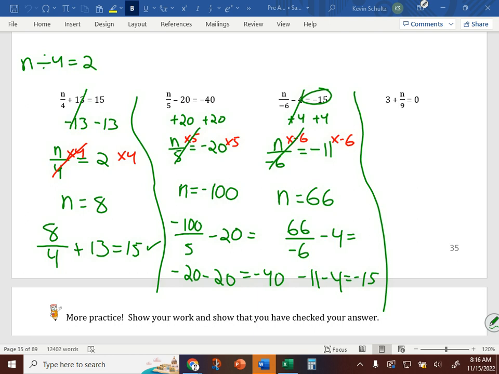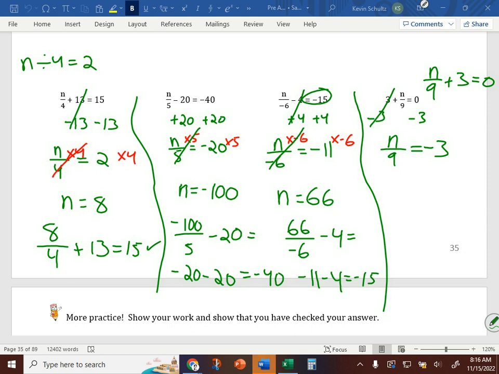Then lastly, 3 plus n divided by 9 equals 0. Again, this is your variable term second, so if that throws you off, as long as you keep those signs the same, positive n over 9, positive 3, you can reorder them to be n over 9 plus 3 equals 0. You can just reverse them. That's okay. But we're going to start with that constant. So it's a positive 3. To undo that, we're subtracting 3. 3 minus 3 equals 0. We get positive n over 9, and 0 minus 3 is a negative 3.